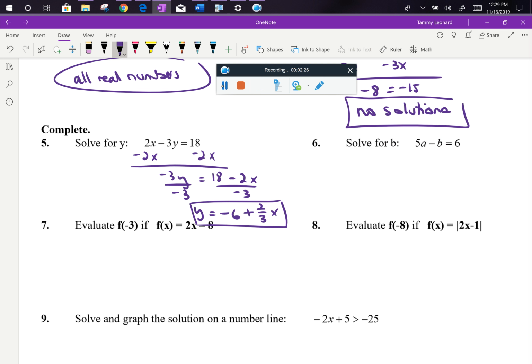Solving for b, if we subtract 5a from each side, we have negative b is equal to 6 minus 5a. Dividing both sides by negative 1, or multiplying both sides by negative 1, b is equal to negative 6 plus 5a.